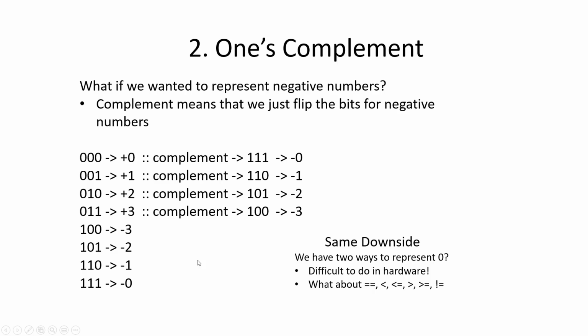And this has the exact same downside in that now I've got 2 different ways to represent 0. So 0, 0, 0, and 1, 1, 1. So, yeah, this is a bit of a challenge. It was used, but we now have a better method that's used by almost all modern computers.